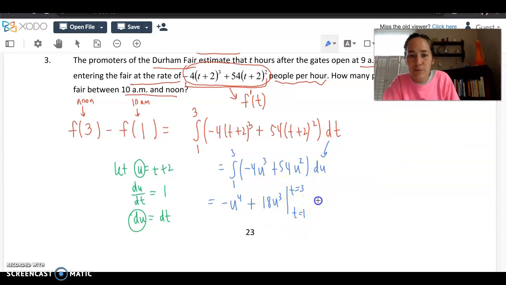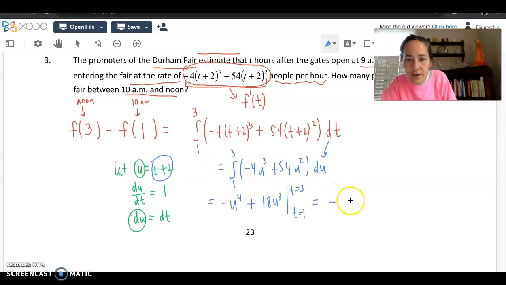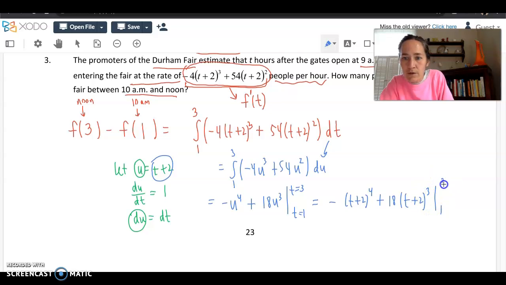But instead, let's plug back in. So instead of u, we're writing t plus 2. So negative (t plus 2) to the fourth plus 18(t plus 2) to the third. And that's evaluated from 1 to 3. Feel free to plug in 3, subtract what you get when you plug in 1. Really pause here and make sure that plug-in goes okay for you. All said and done, you get 1220.